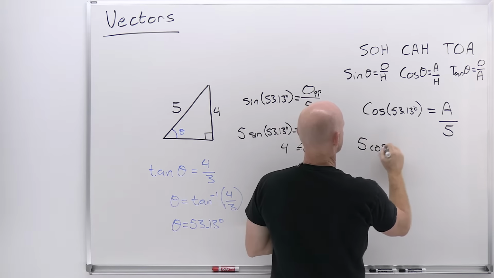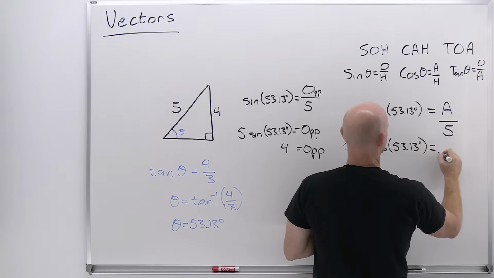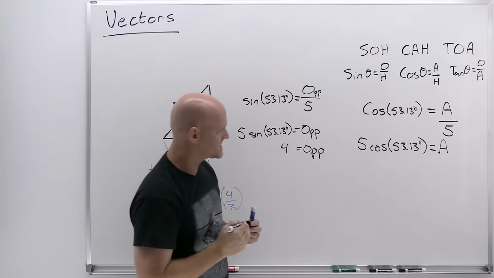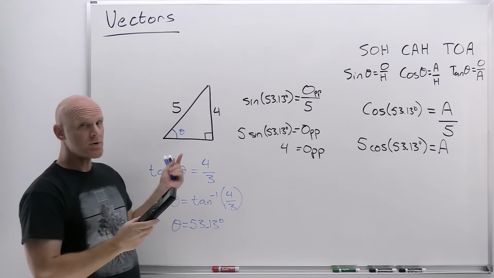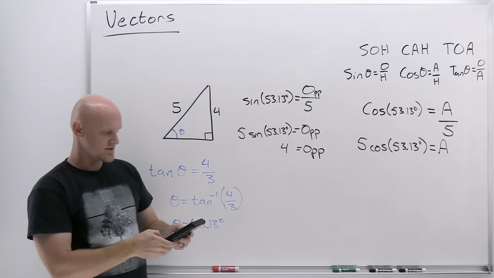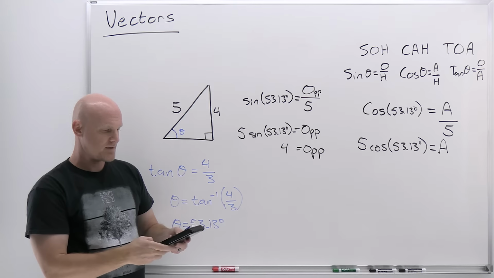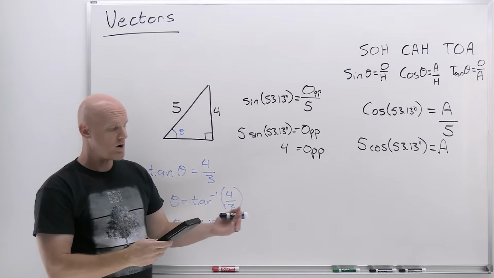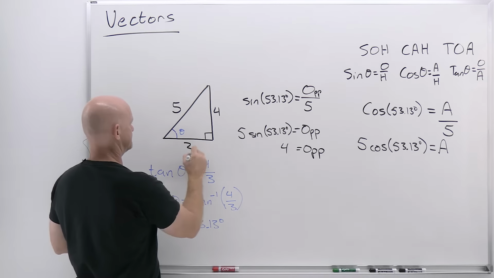And so 5 times the cosine of 53.13 degrees is equal to our adjacent side. Once again, we'll take the time to do this out, but this should come out to 3, kind of just a prediction. So 5 times the cosine of 53.13 is going to give me 3.00000 in a little bit, i.e. 3.